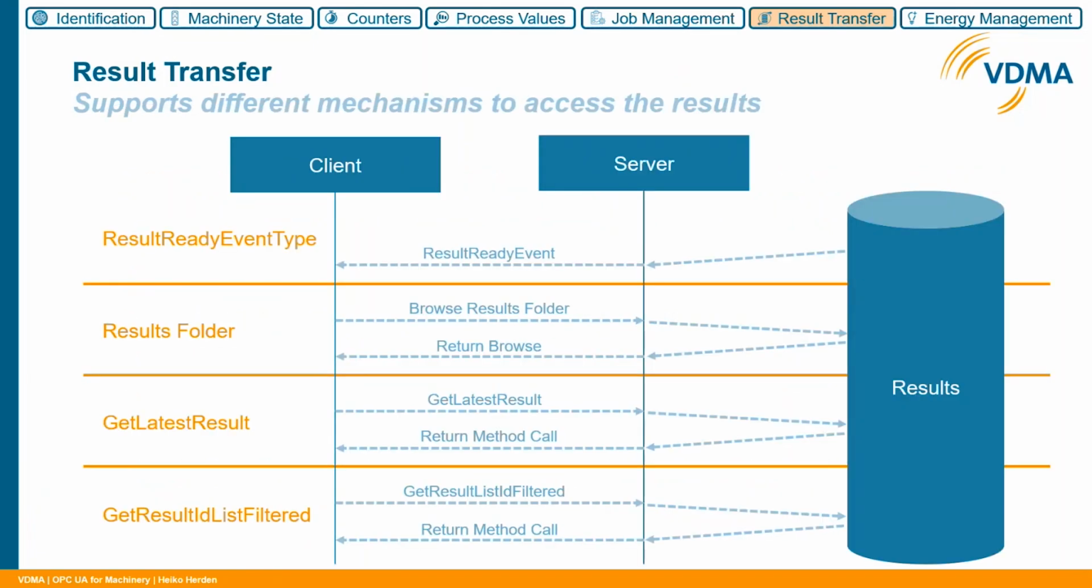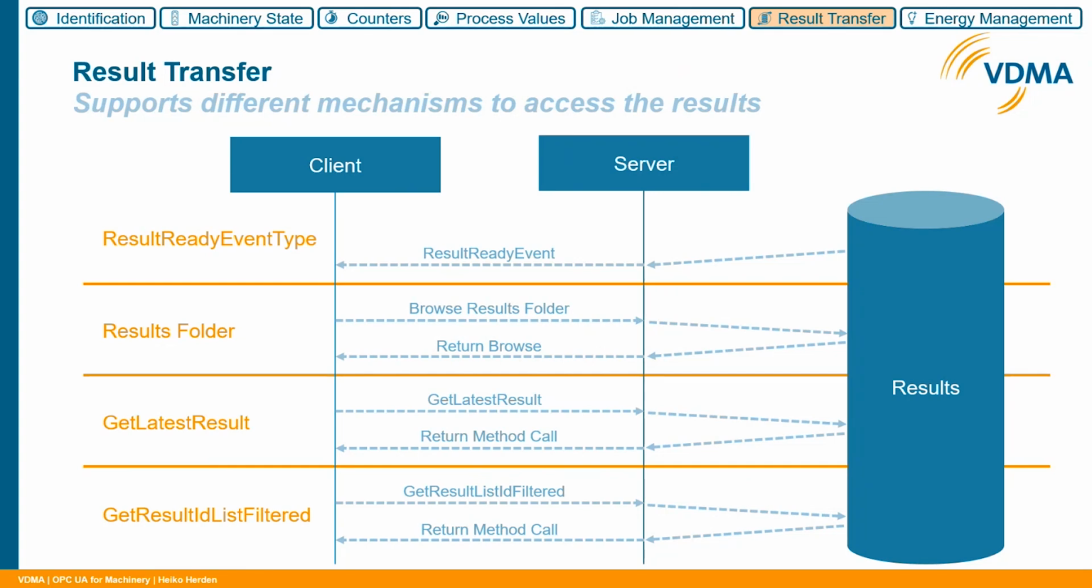And so we solved that by defining different mechanisms for how to access the results. So there's the result ready event. We have a results folder where you can browse the different results. We have two methods. One is the get latest result and one is the get result ID list filtered. But I don't want to go into detail too much for this topic. As I said, it's a bit more specific.